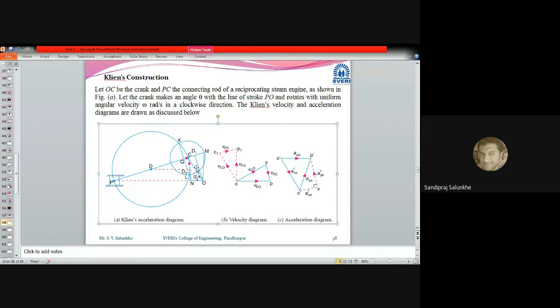We only have to extend this PC line and draw a perpendicular line to the line of reciprocation through O, and we can get this velocity diagram, with some mathematical calculations. So this is about the velocity.